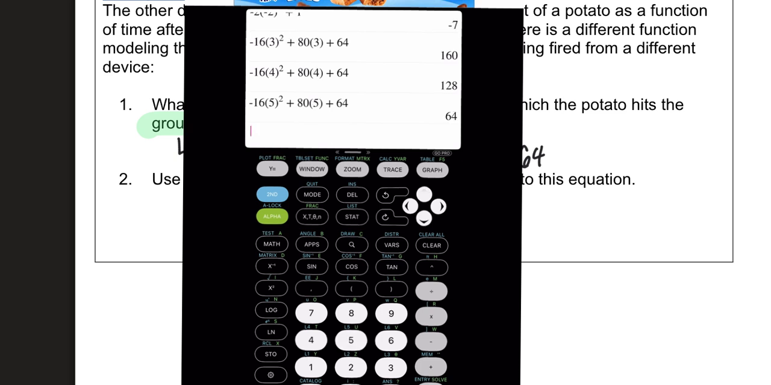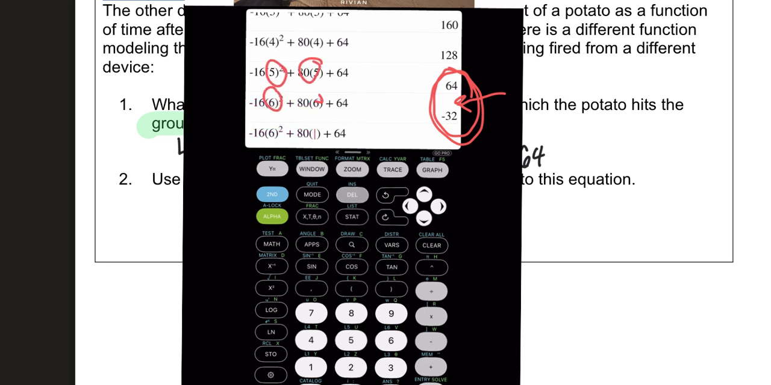64. So now we're even closer. Let's try 6 and see what that gives us. Negative 32. So because we go from 64 feet at 5 seconds to negative 32 at 6 seconds, we know we hit the ground somewhere between 5 and 6 seconds.